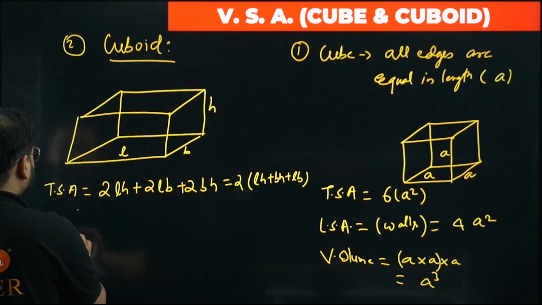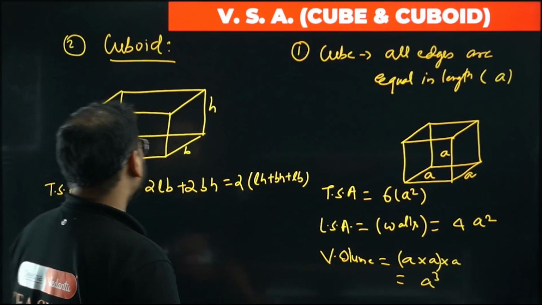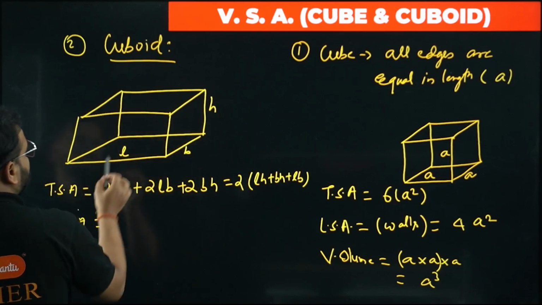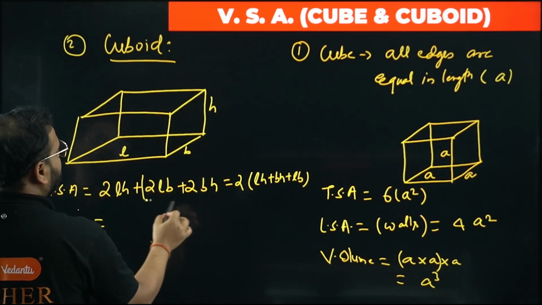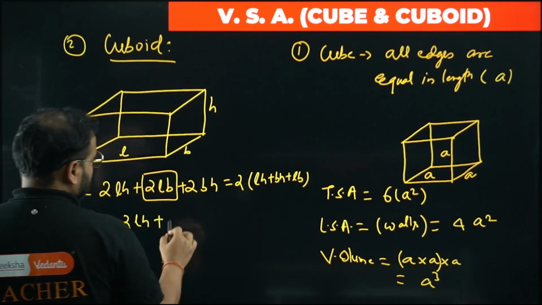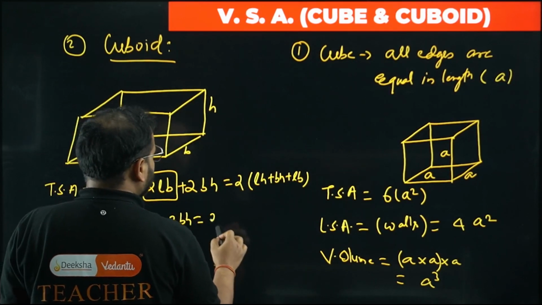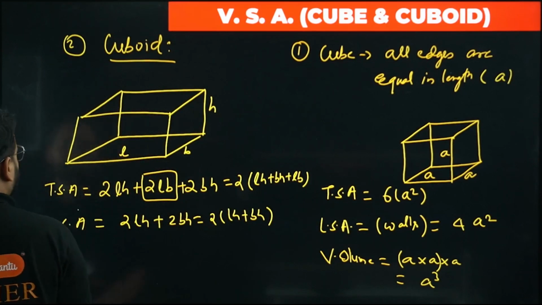What about LSA, sir? What is LSA? LSA is lateral surface area. What is that going to be? Only the wall area. So remove the top and bottom. So I will remove the LB part, since this is the top and bottom, right? I'm going to get 2LH plus 2BH. How much is that? 2 times (LH plus BH). Okay.